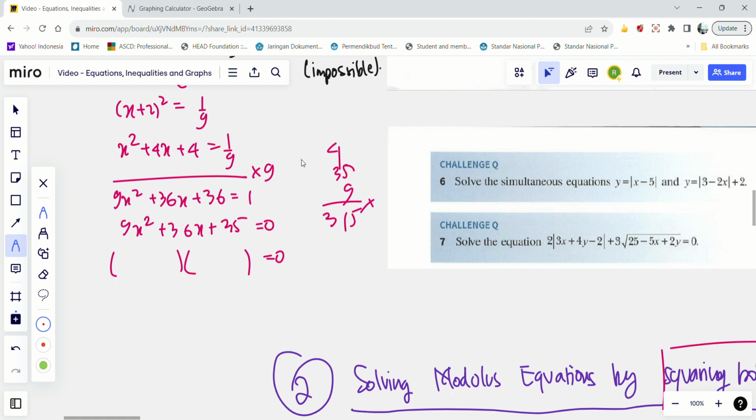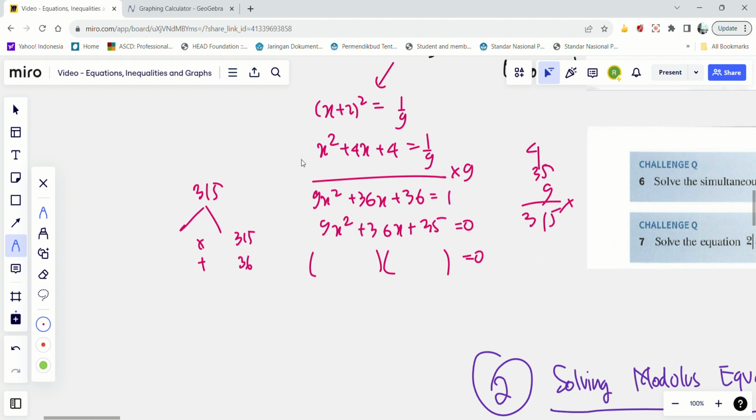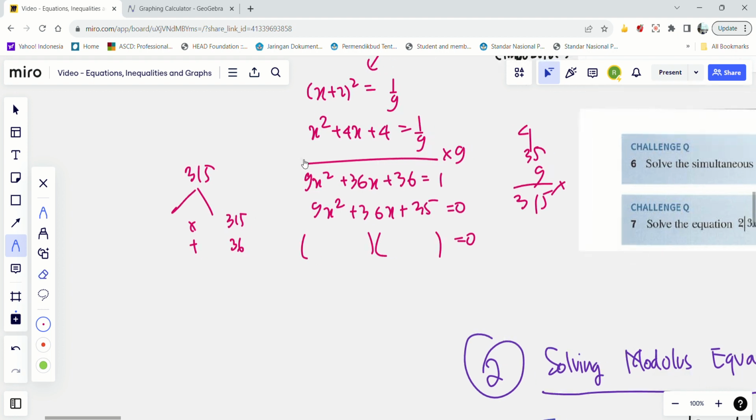So if we look into this, 315, well, that's a big number. So I must think for a while. See, right? 315, you multiply, you will get 315. If you add, you'll get 36. What should be the number? 315, 35 and 9, so 27, probably 45. Okay, I think that may be too complicated, so to make it simple, let's just use the quadratic formula, right?